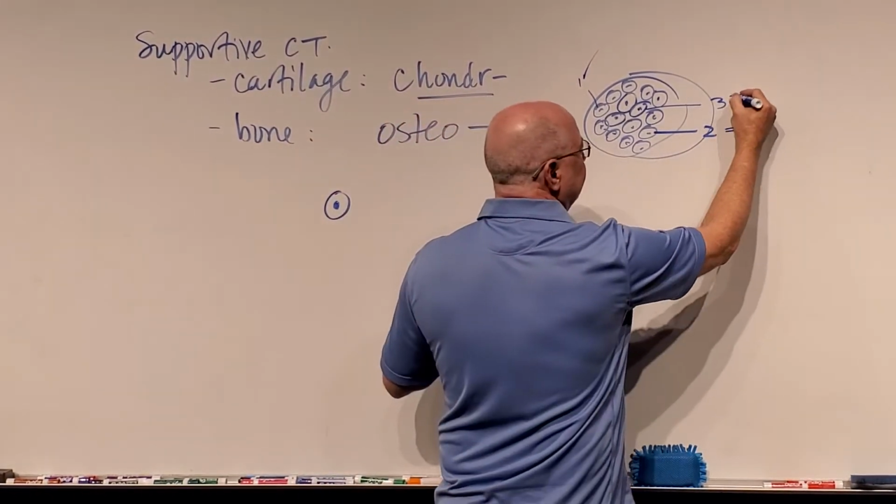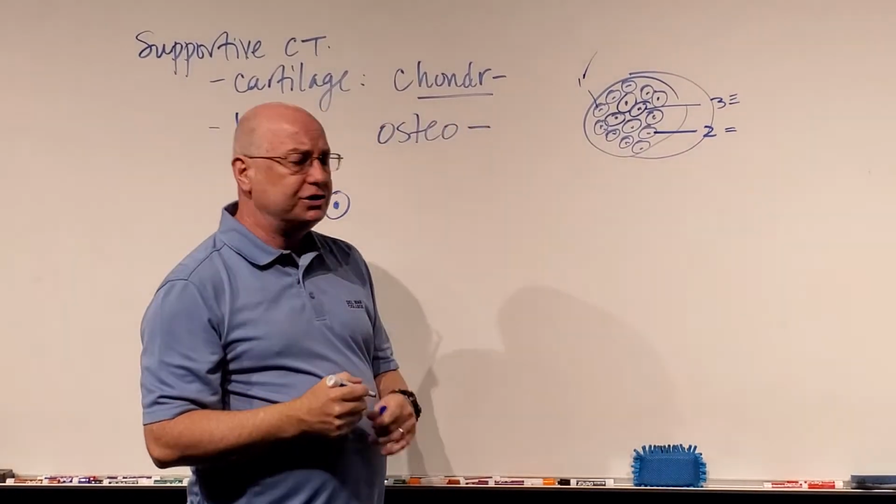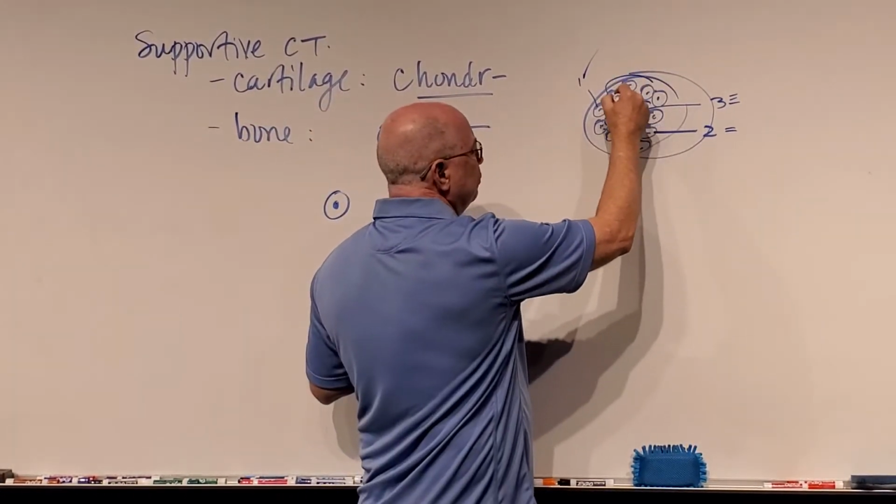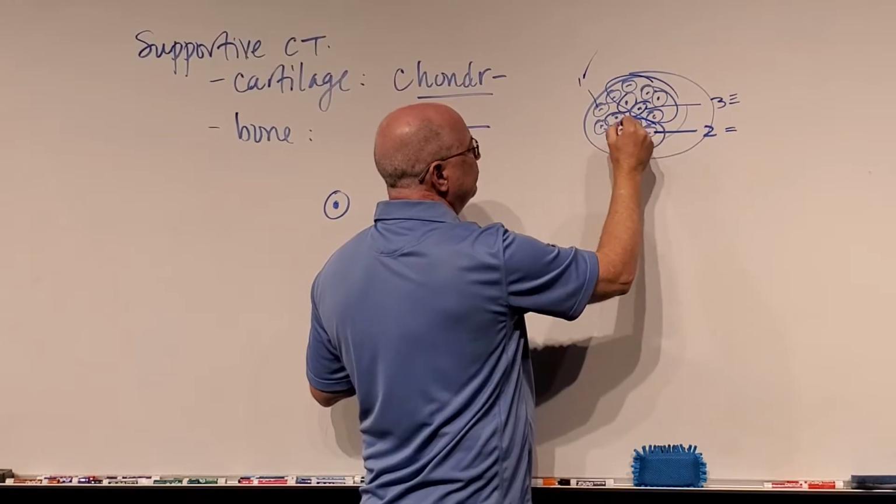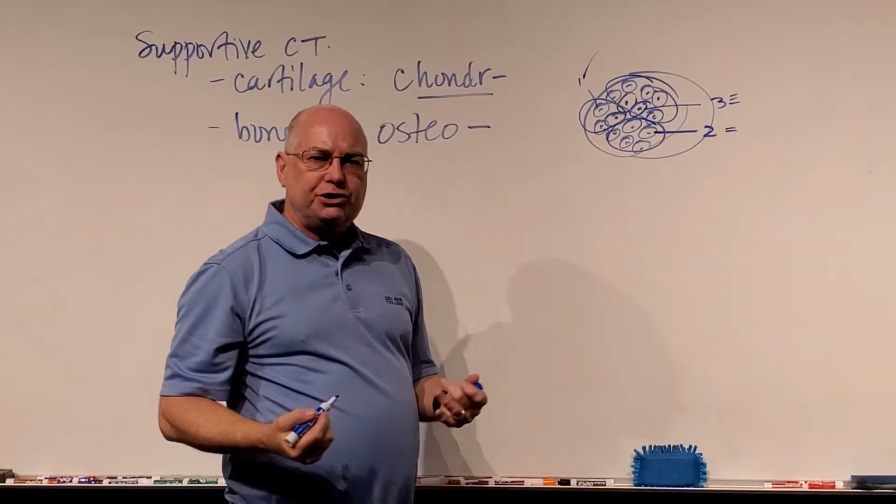And this cell might turn on a whole different set of genes. And so what we end up having is, we might end up having 3 groups of cells that differentiate.